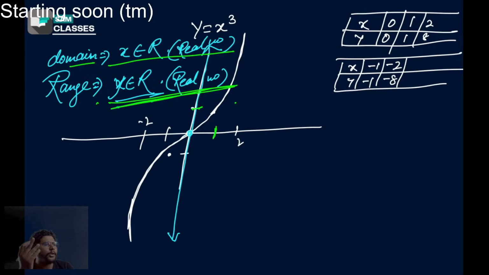Correct. Domain and range both are R. Domain is what, students? Again, let me rephrase. X values. Domain is what? X values. Is there any difficulty in taking X value? No. I can take any value of X.